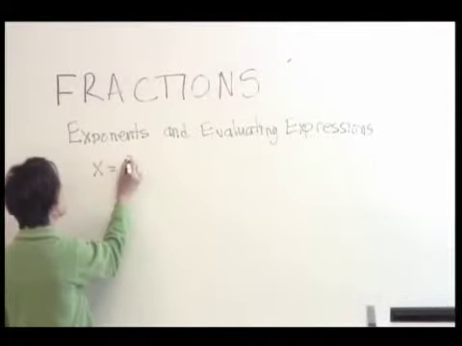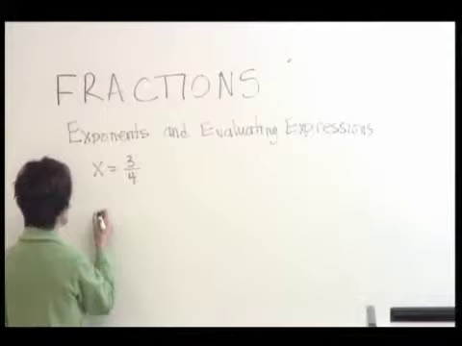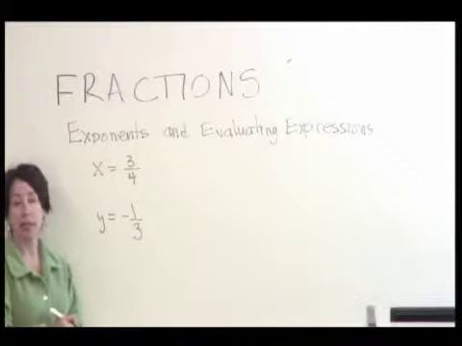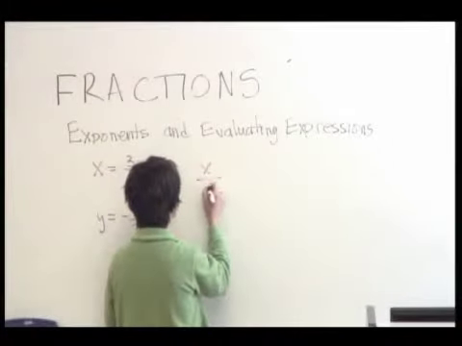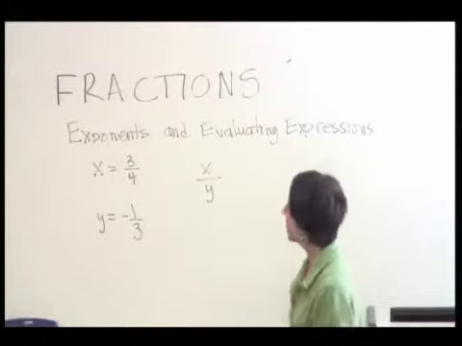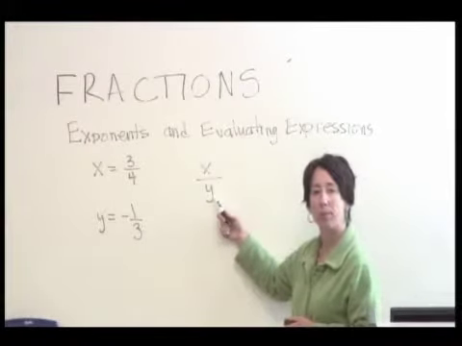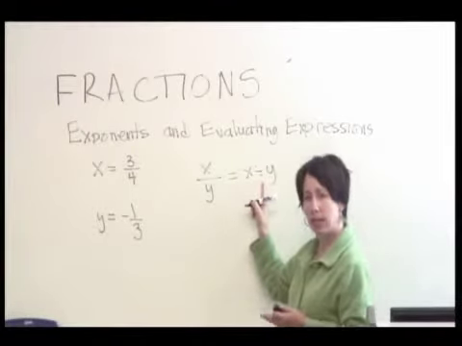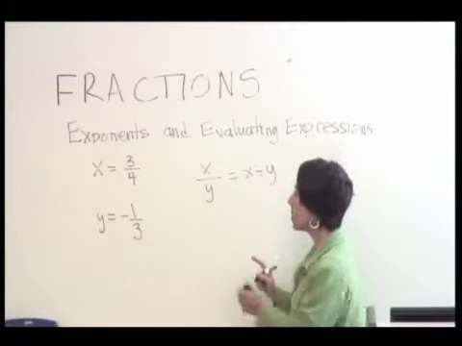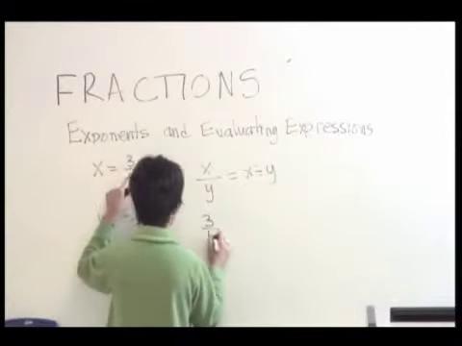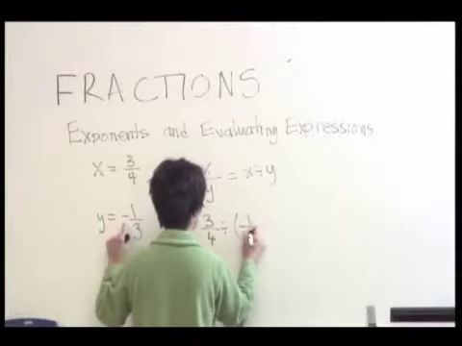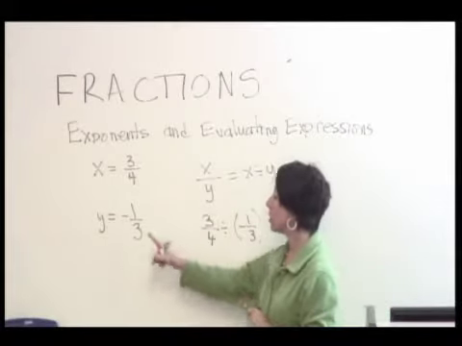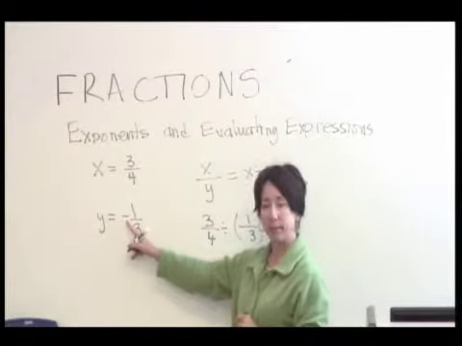Okay, now let's look at evaluating expressions. Let's say x is 3/4 and y is -1/3. Okay, how would we figure out x over y? Well, in this case, we're going to take our fraction bar to task and write this as x divided by y. So x is 3/4, and that's going to be divided by -1/3. And I'm going to keep parentheses around my 1/3 so I can keep track of that negative sign.